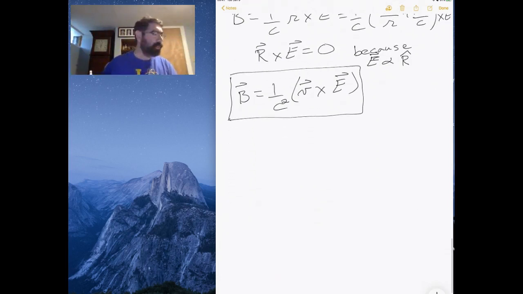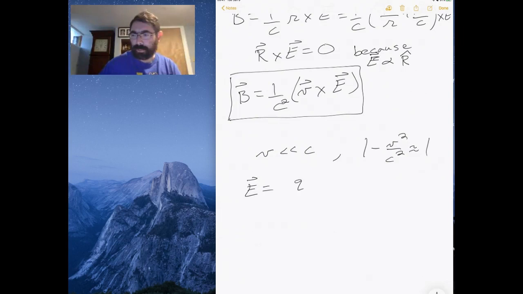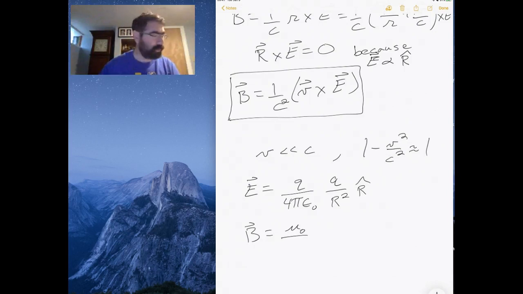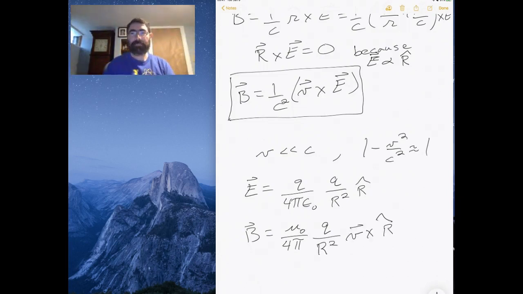Okay. So what you see is that if v is much, much less than c, then 1 minus v squared over c squared is approximately 1, which means that I get Coulomb's law for the electric field, and I get this equation, which is essentially what you would get for a current. So therefore, at low speeds, we get basically the electrostatic cases.